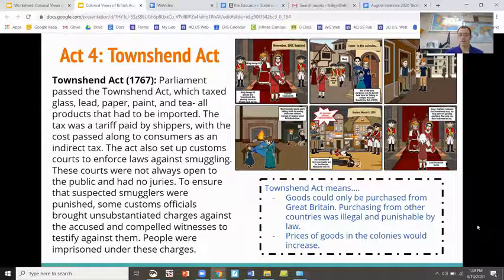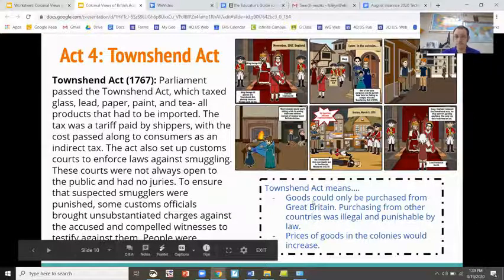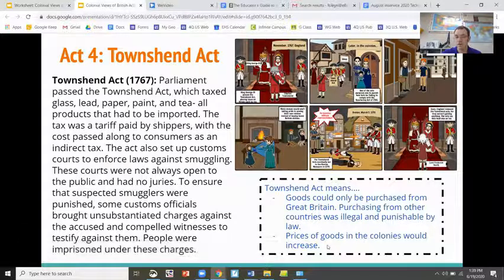So overall, on the bottom, what it means. Goods can only be purchased from Great Britain. If you purchase them from other countries, that was illegal and punishable by law, and the prices of the goods in the colonies would increase. So how are the merchants, Western expansionists and the Tories going to feel about this law? Would they agree with it or would they not?